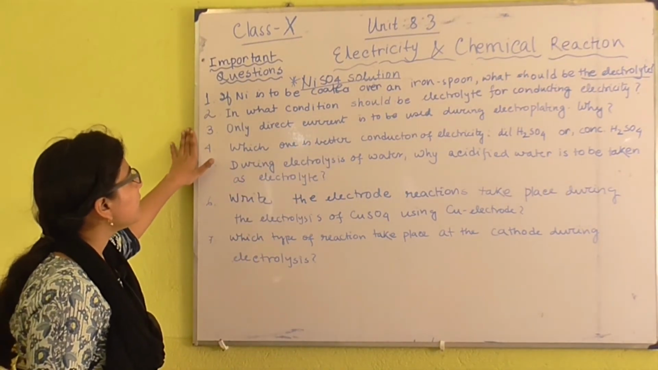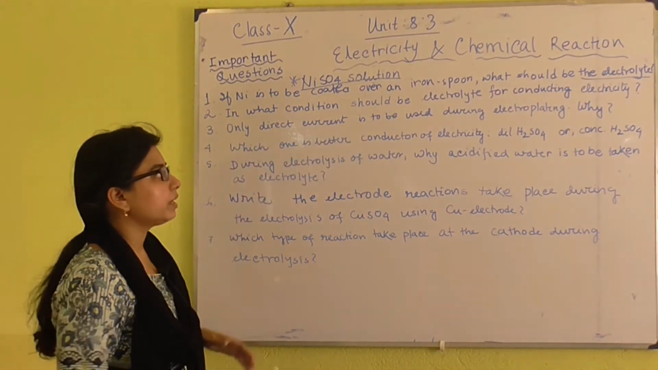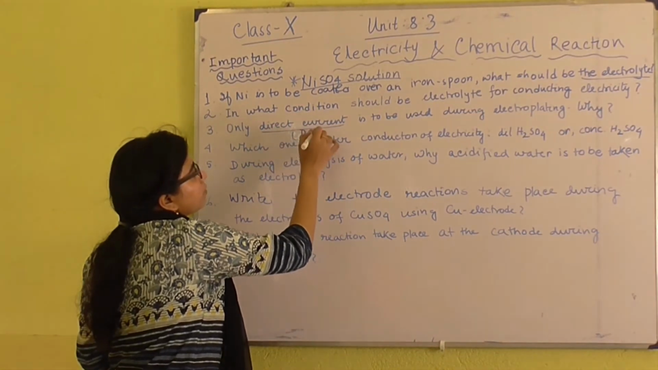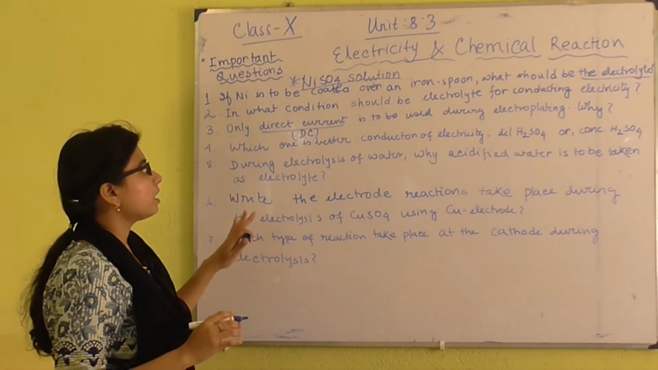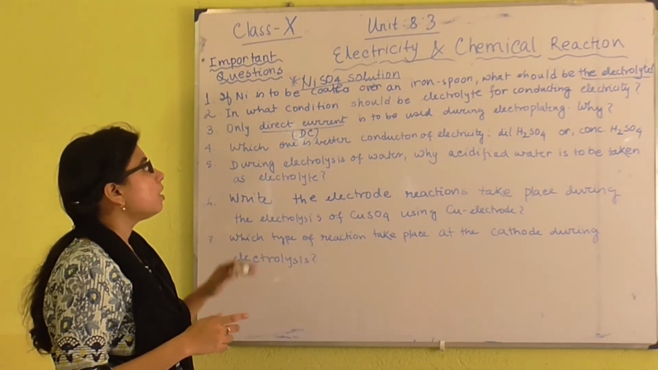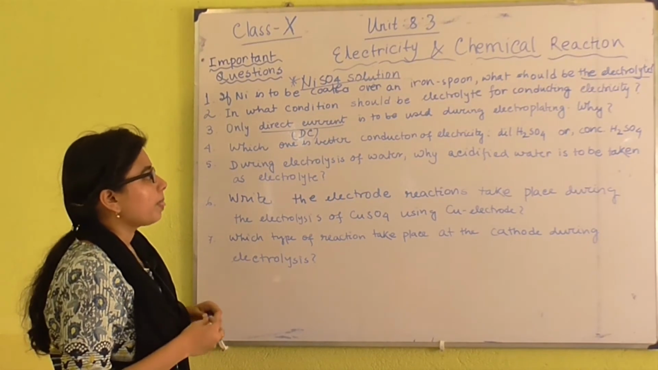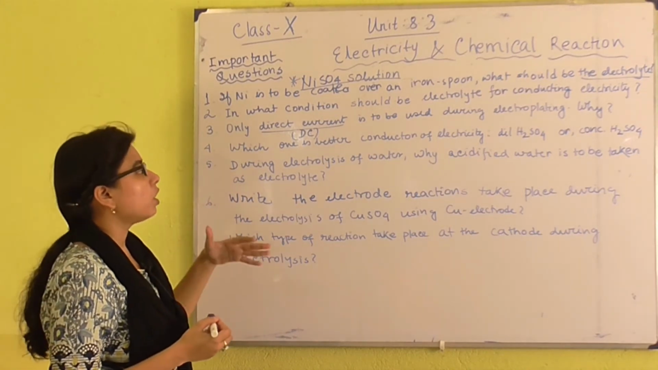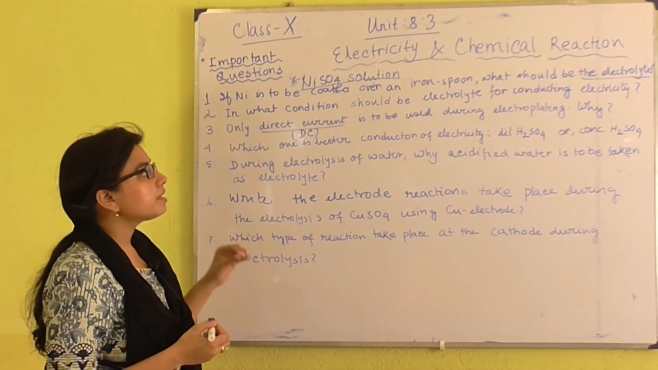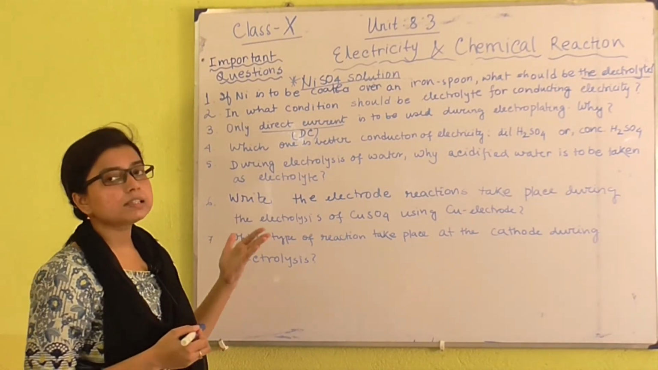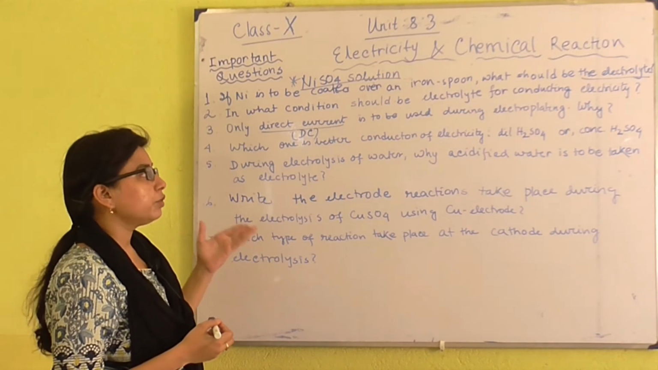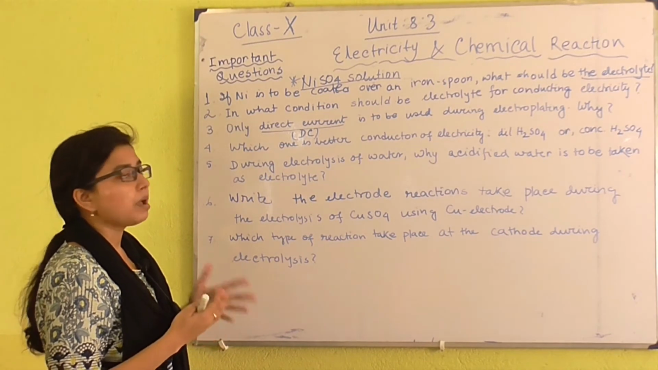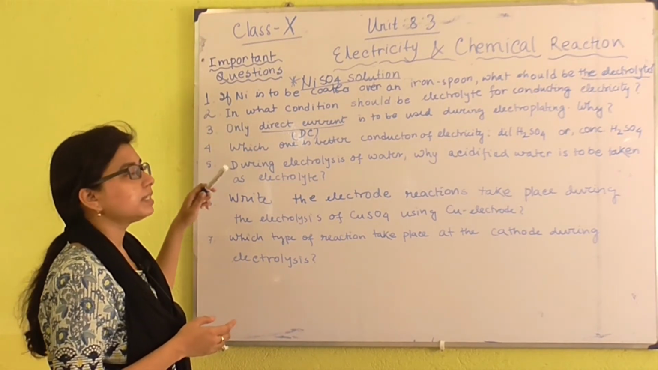Next thing is, only direct current is to be used during electroplating. Why? We can use only DC, that is direct current, for electroplating. We can't use alternating current, because when electroplating is continuing, if we use AC, it can cause polarization. When the product is gaseous in nature, produced at the anode, then polarization may take place. So the process will be hampered if we use AC type of current.